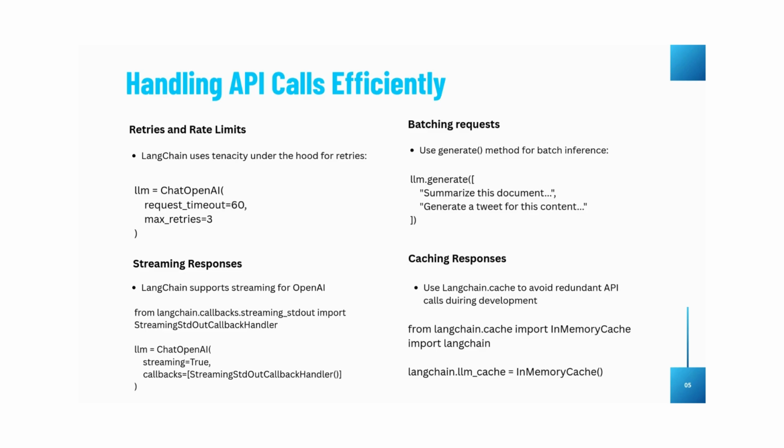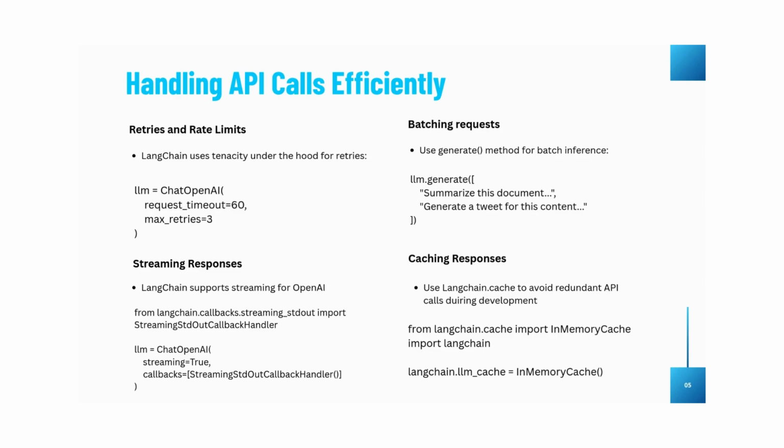Let's start with caching, one of the simplest ways to improve performance. If the same input has been asked before, we can reuse the output instead of hitting the LLM again. The in-memory cache function will automatically cache responses in memory. You can also use Redis or SQLite for persistent caching across sessions.